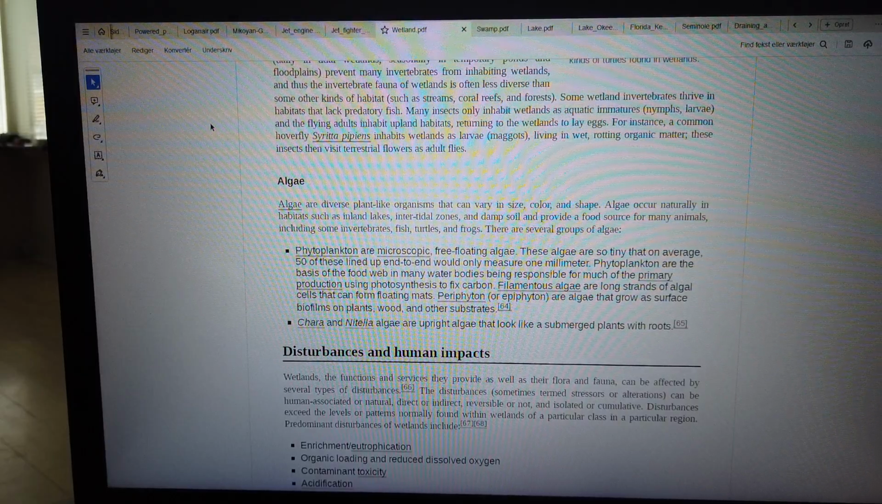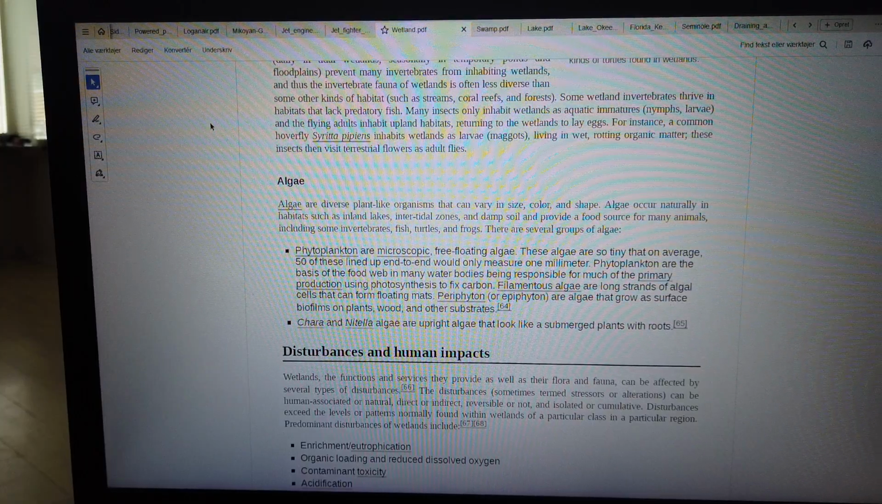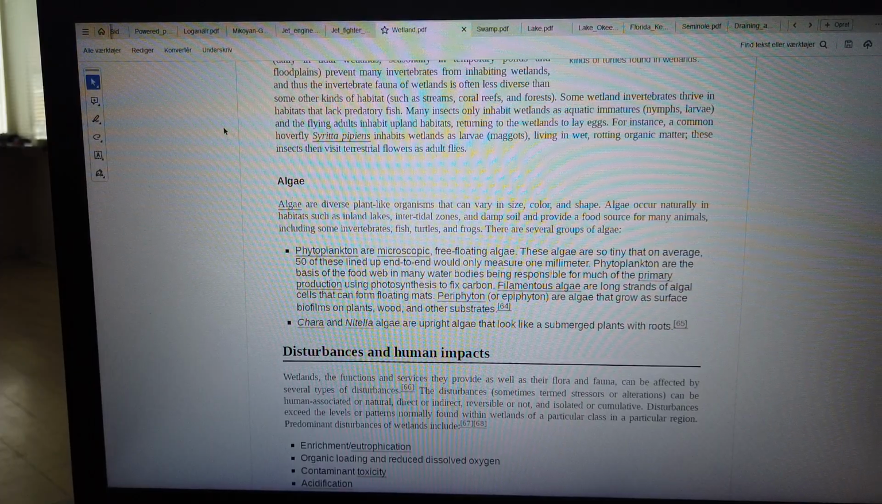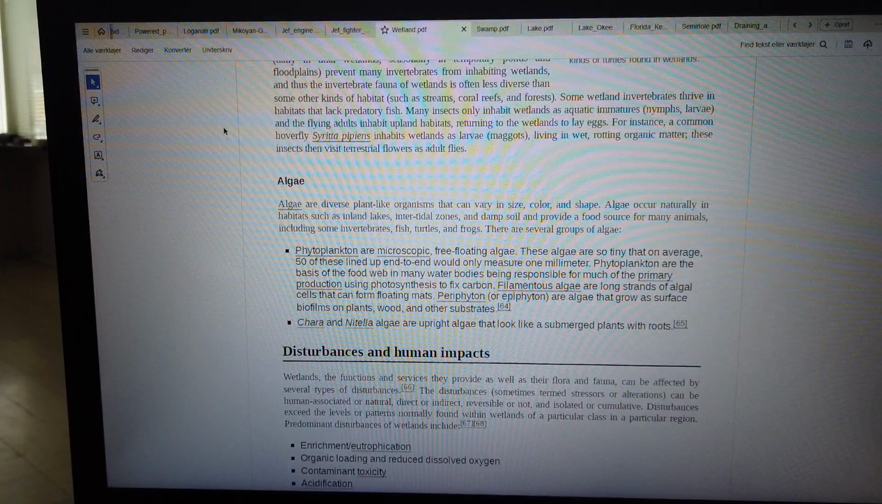Algae. Algae are diverse plant-like organisms that can vary in size, color, and shape. Algae occur naturally in habitats such as inland lakes, intertidal zones, and damp soil, and provide a food source for many animals including some invertebrates, fish, turtles, and frogs. There are several groups of algae.